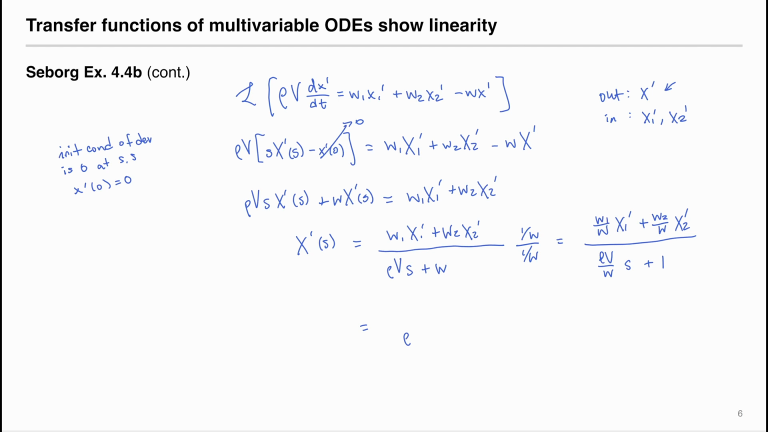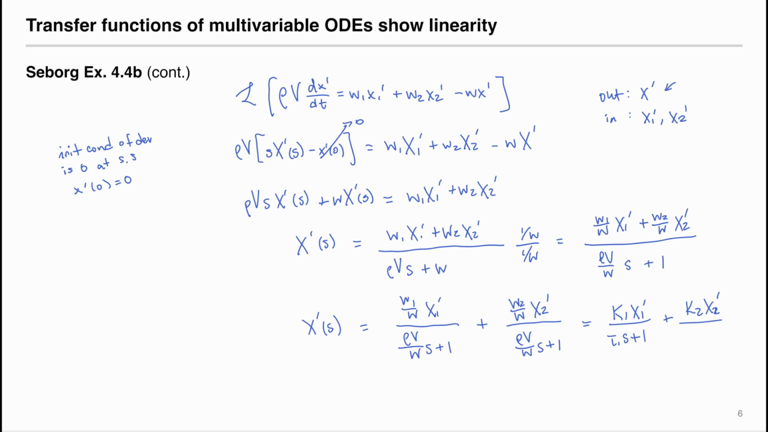And then since it is division, we can separate the top terms, still with the same denominator. The first term is w1 over w X1 prime plus the second term w2 over w X2 prime. This is equal to X prime. Why do we write it this way? So that we can write it in terms of K, standard form. So we have K1 X1 prime divided by tau 1 s plus 1, plus K2 X2 prime divided by tau 2 s plus 1.